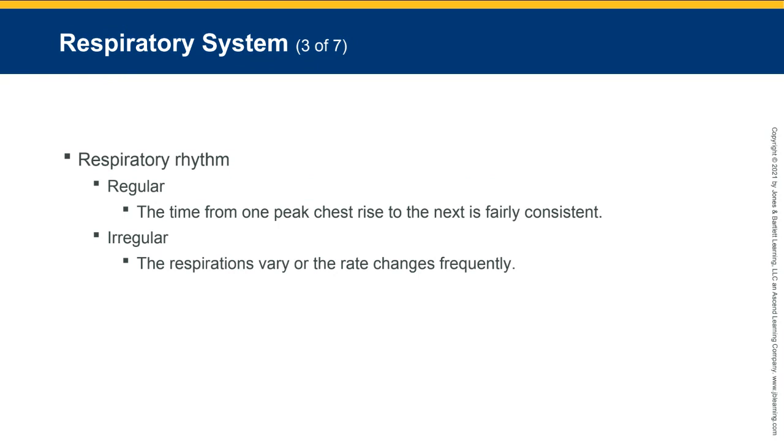Now, once we have looked at the rate, we will look at the rhythm. And I mentioned this previously. Rhythm is consistency. You're looking at the consistency of the chest rise. Is it regular or irregular? Regular, the time from one peak chest rise to the next is consistent. Irregular, the respirations vary or the rate changes frequently.